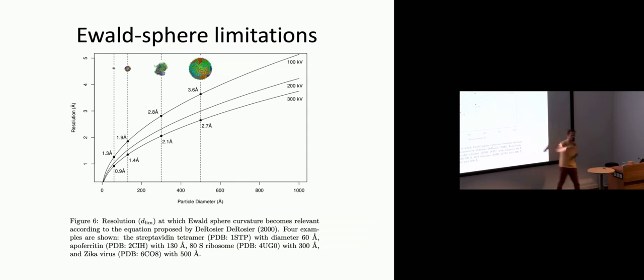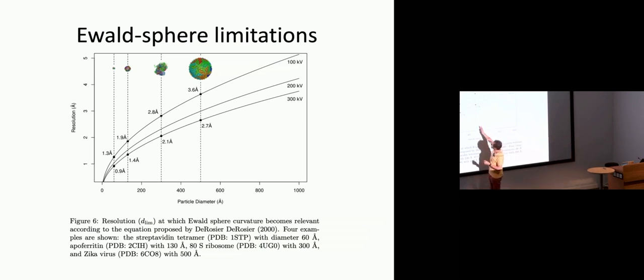But also, if you drop the voltage in the microscope, the limitations become more pressing too. And that is, of course, very relevant for the work by Richard and Chris if you want to develop a 100 kV microscope. So for a 500 angstrom virus at 300 kV, you start being limited at 2.7, where you could say, oh, I'm okay with a 3 angstrom reconstruction. But with a 100 kV microscope, 3.6 starts to be not so good, and even model building will start to suffer.